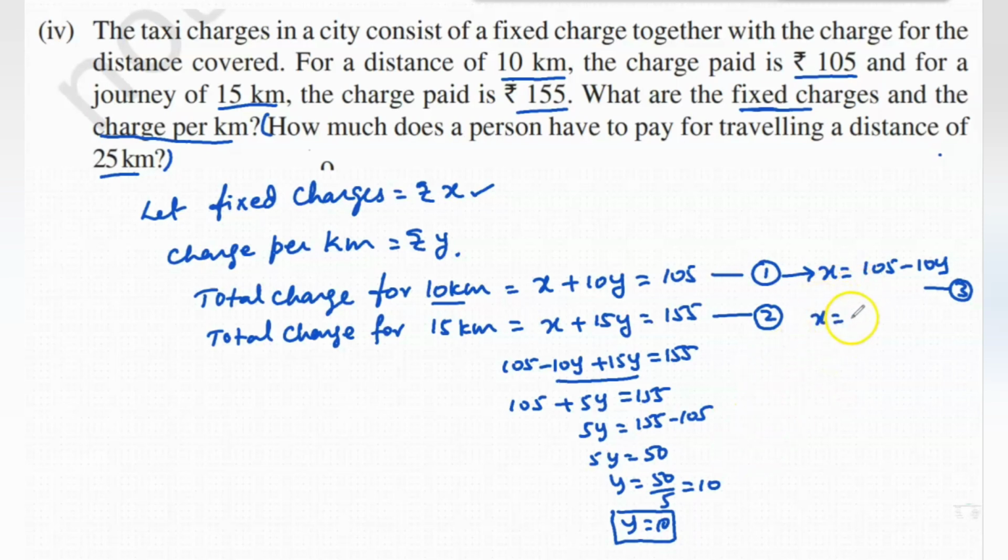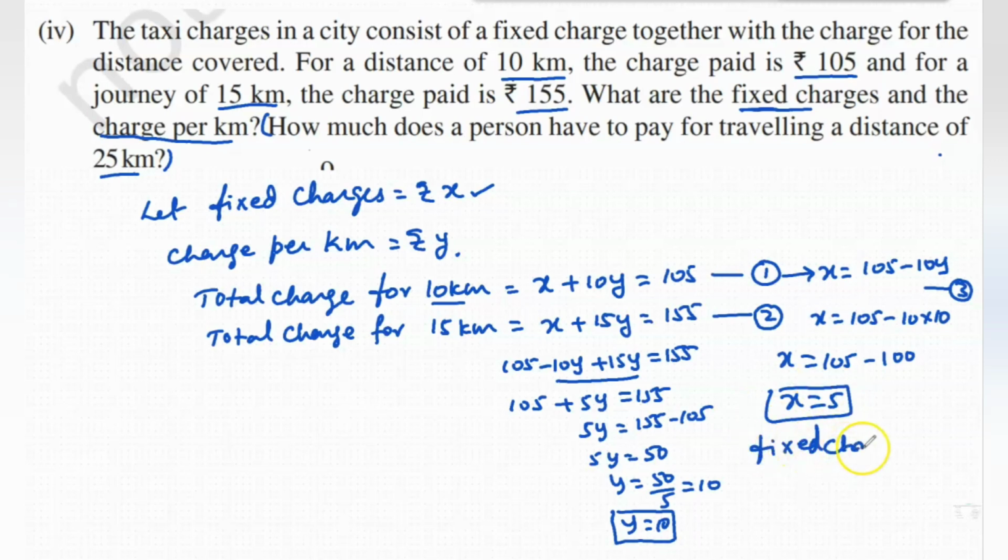So our X value is equal to 105 minus 10Y, 10 times 10, which is equal to, X is equal to 105 minus 10 times 10, which is 100. So which is equal to 5. So what did you understand? Fixed charges are 5 rupees. Fixed charges is equal to 5 rupees and charge per kilometer should be 10 rupees. Okay. Now using these two, we need to find the last question.